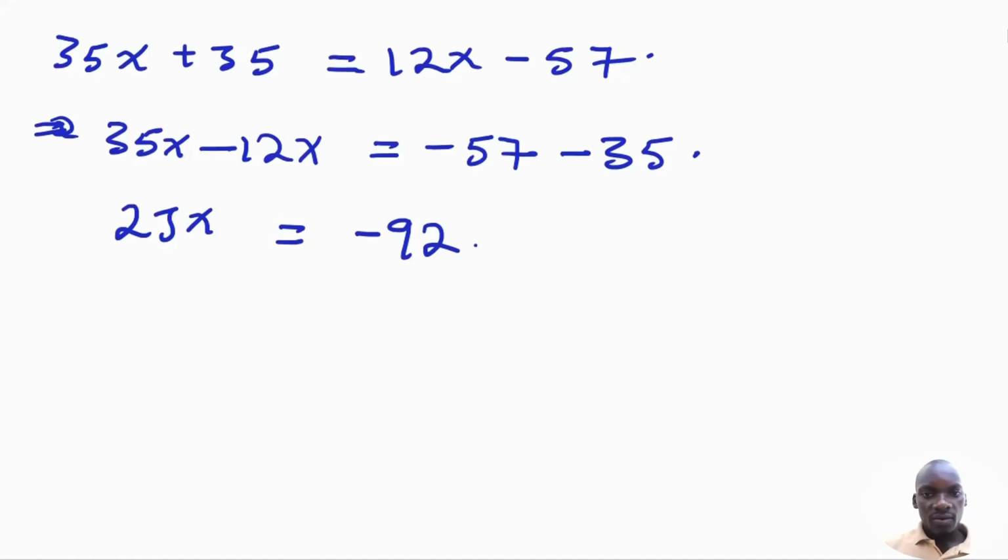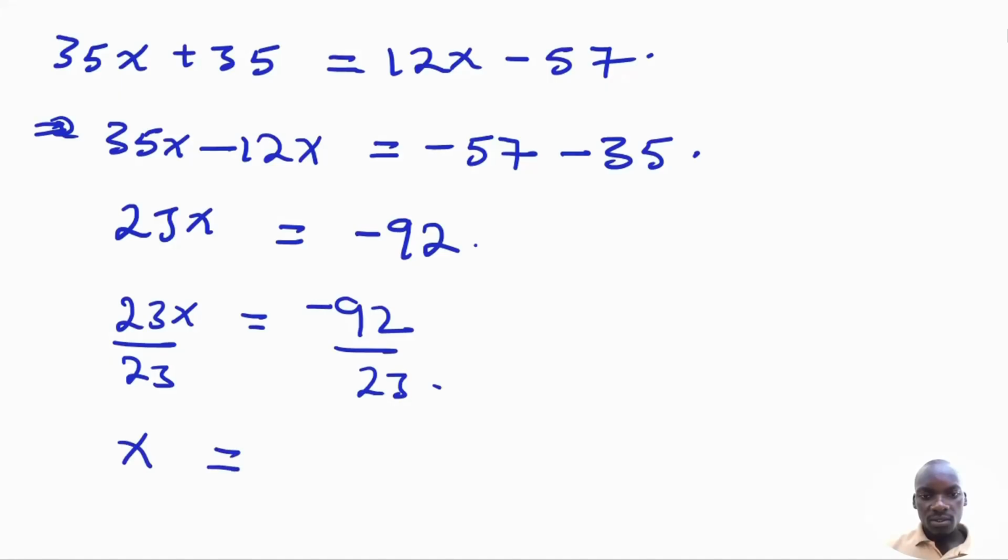Then to get the value of x, simply we are going to divide it through by 23 on both sides. So divide it through by 23, divide it through by 23. So our value of x alone equals negative 92 divided by 23. It is giving us negative 4. Therefore, this becomes our correct answer for part E.